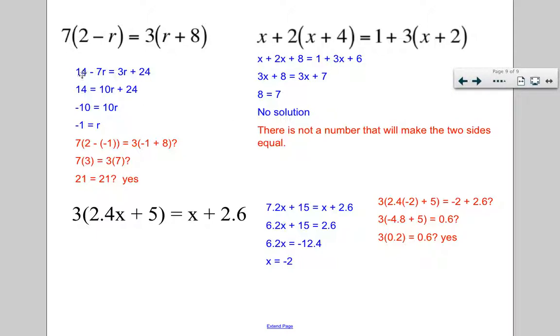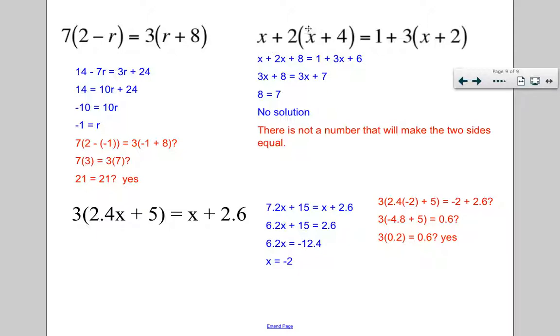I distributed the 7 and I distributed the 3 on the right side. From this step to this step, I added 7r to both sides. From here to here, I subtracted 24 from both sides, or added a negative 24 to both sides, and then I divided both sides by 10.